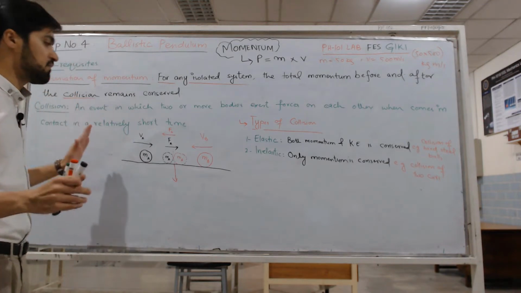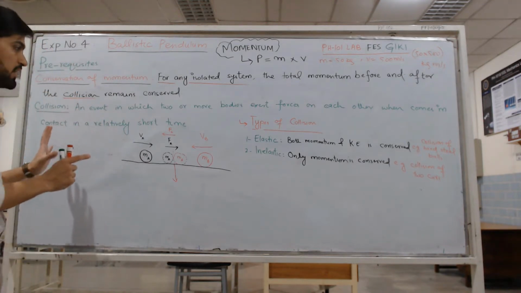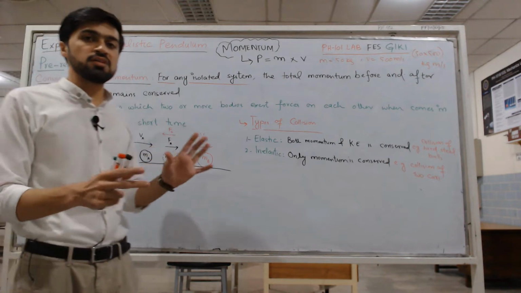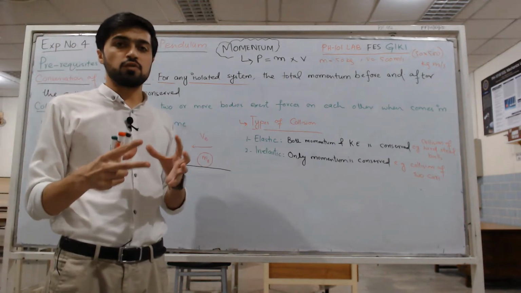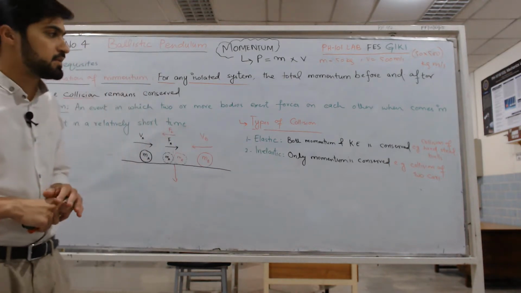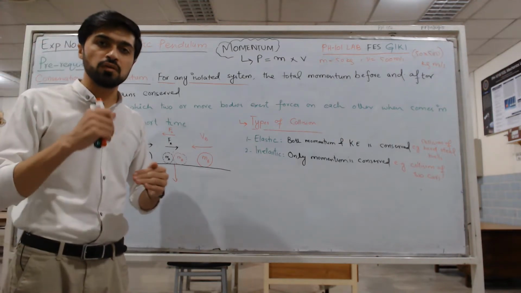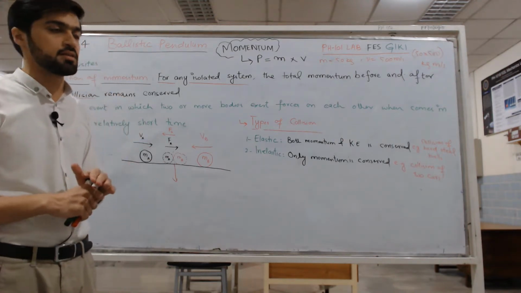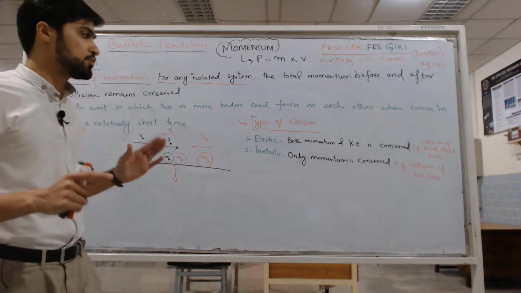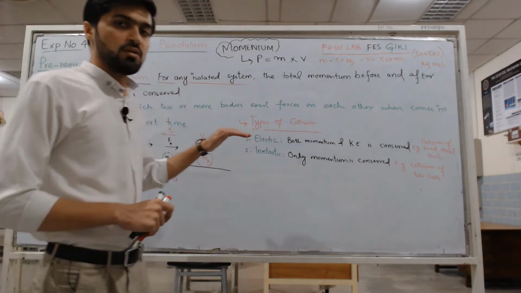You should have a very basic idea of collision. It's an event in which two or more bodies collide and exert forces on each other. For any isolated system, the total momentum before the collision and after the collision will remain conserved. Now you should know briefly about the types of collision.